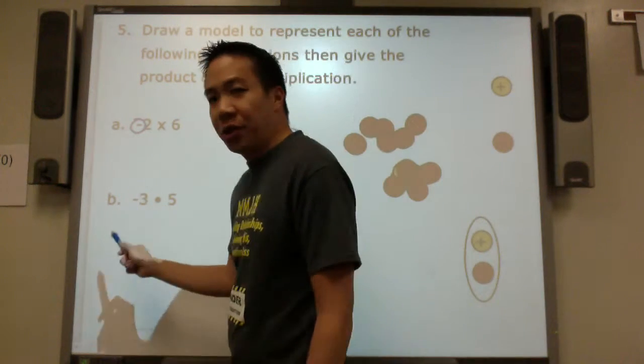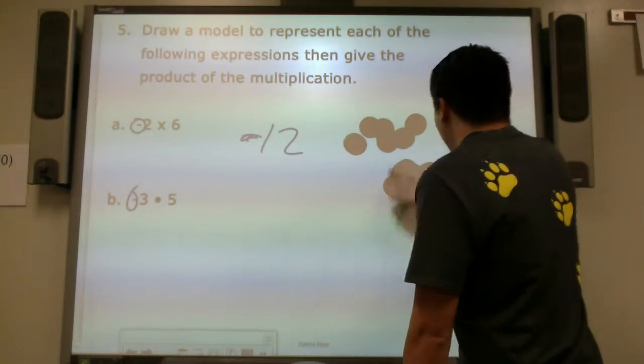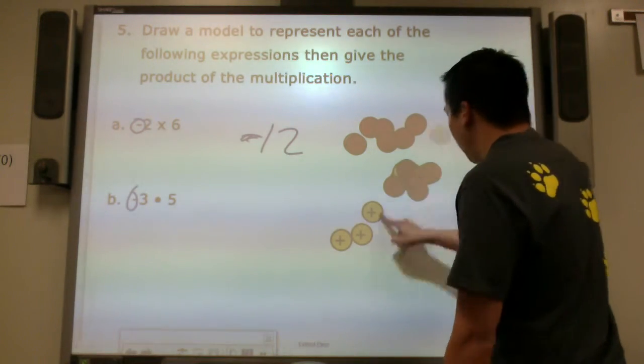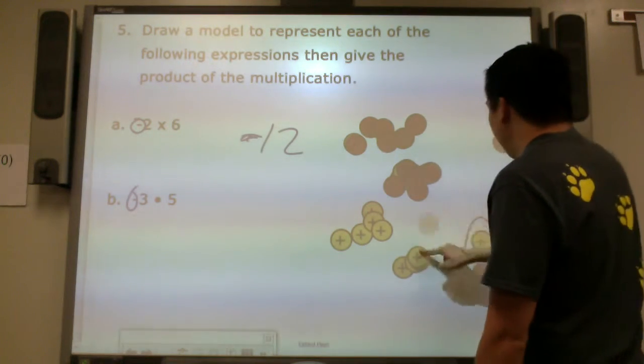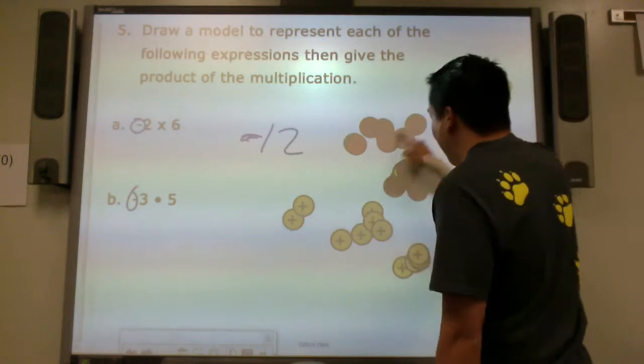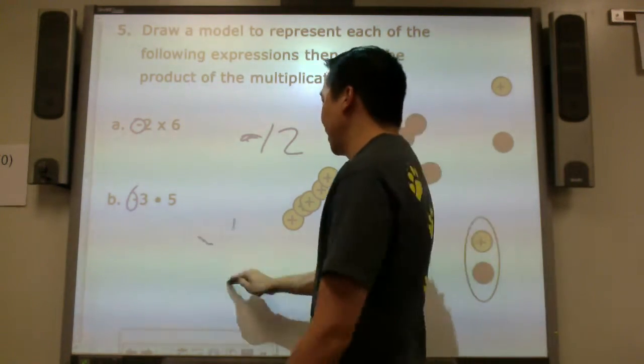Next one. What's negative 3 times 5? What's the opposite of 3 groups of 5? Well, here is one group of 5. Here's a second group of 5. Here's a third group of 5. So what's the opposite of 15? Negative 15.